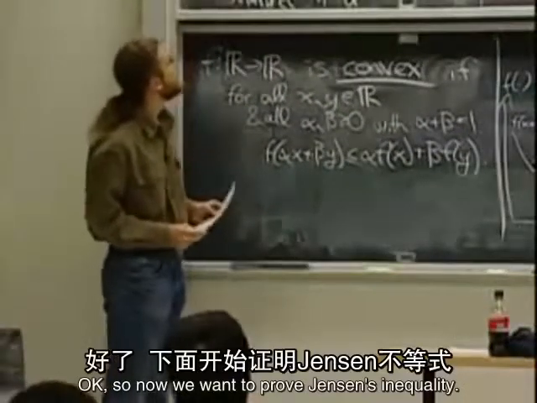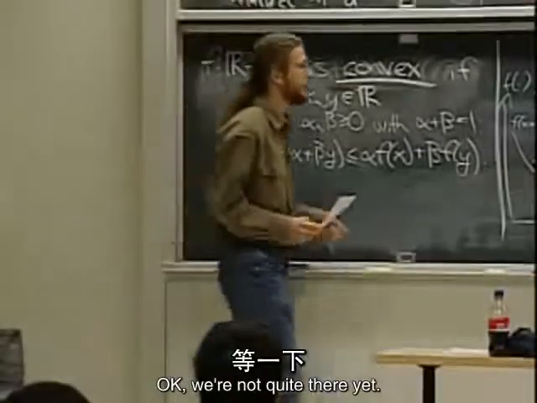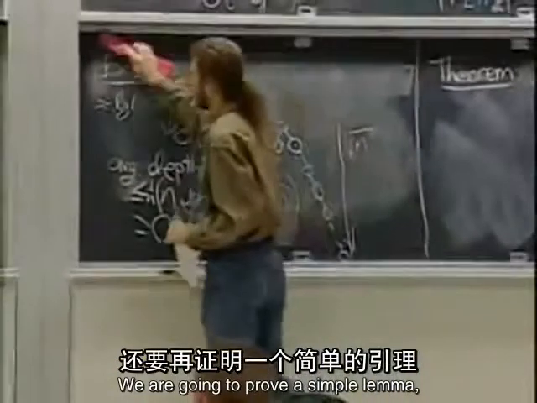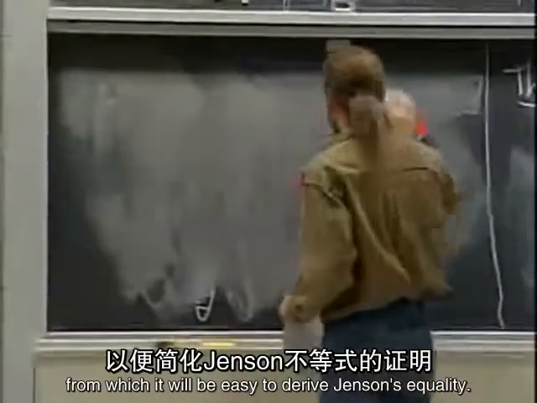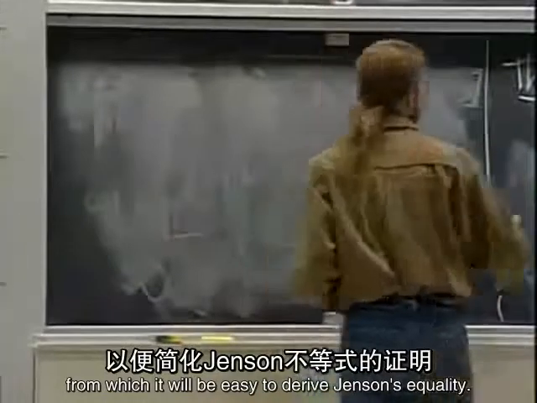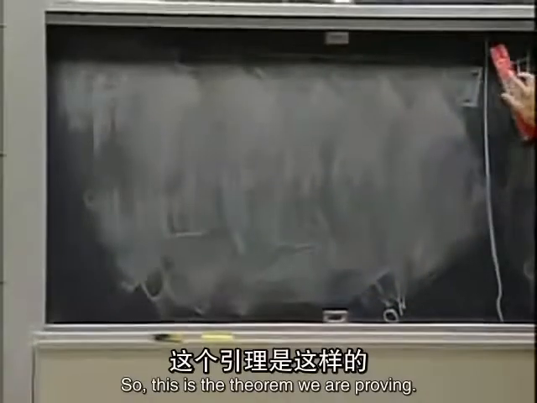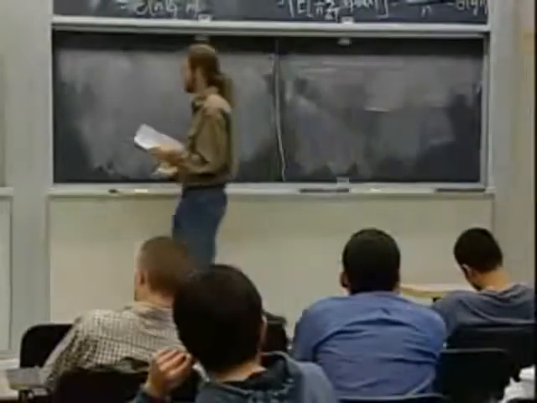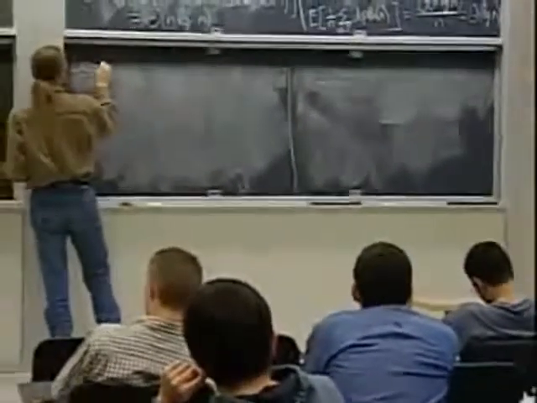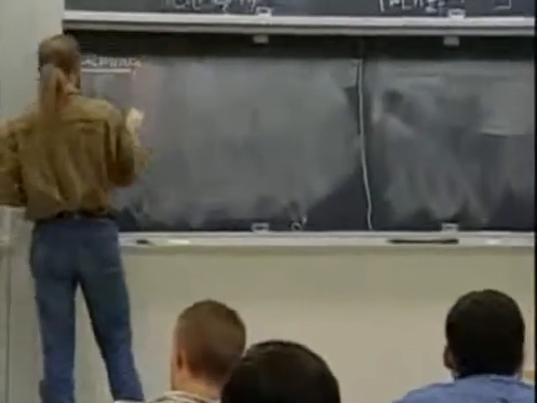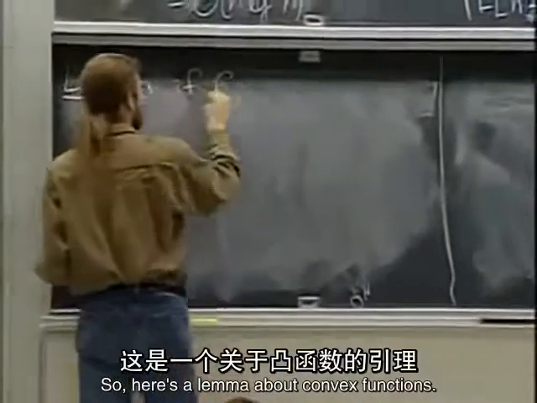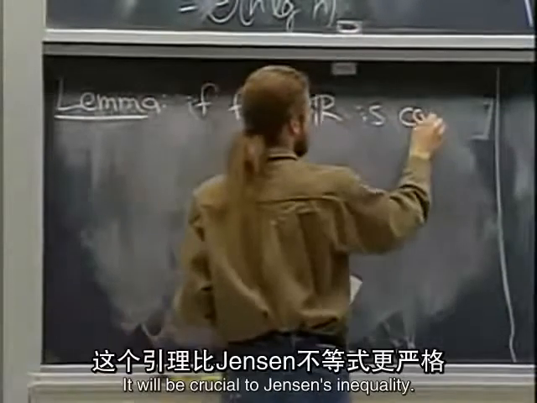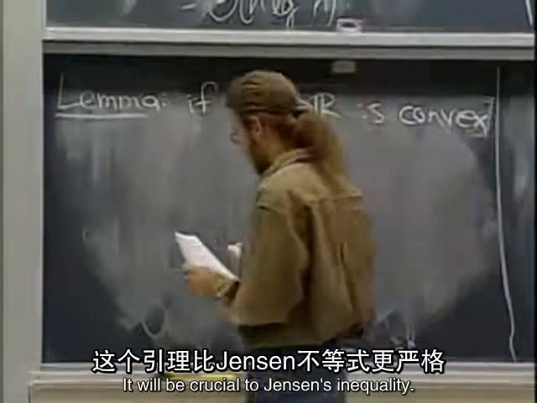So now we want to prove Jensen's inequality. We're not quite there yet. We're going to prove a simple lemma from which it will be easy to derive Jensen's inequality. So this is the theorem we're proving. Here's a lemma about convex functions. You may have seen it before. It will be crucial to Jensen's inequality.